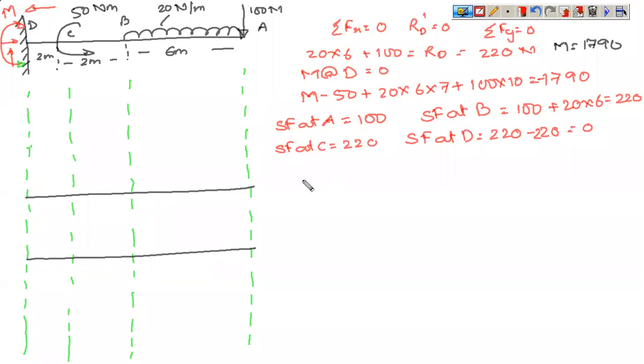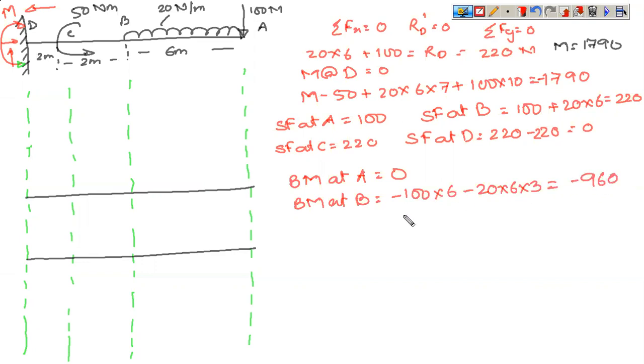Now come to BM calculations. Now BM at A is 0. Next is BM at B. These are clockwise moments. Clockwise moments are negative as per the sign convention. So this is minus 100 into 6 minus 20 into 6 into 3. So the 120, 360 or 600 is 960, minus 960.